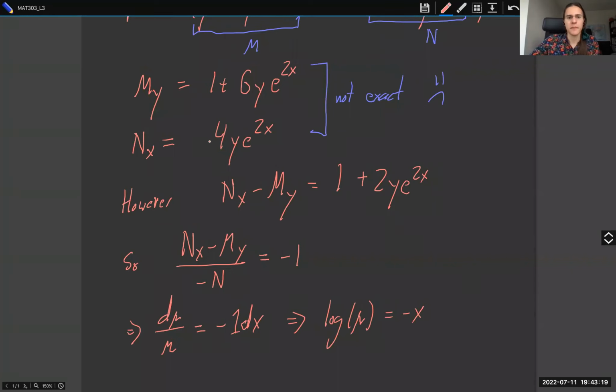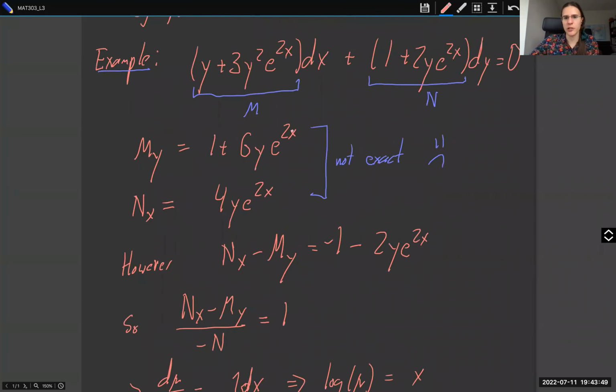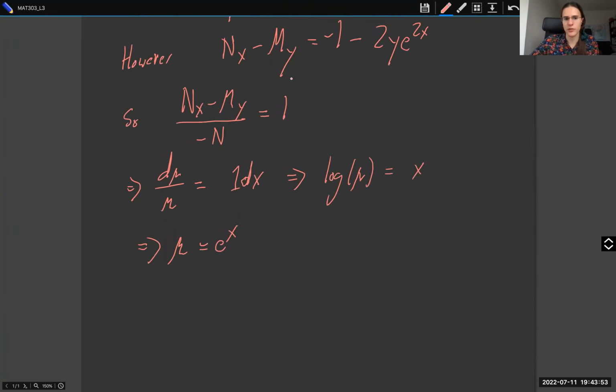Sorry, I made a mistake here. N minus m is actually going to be negative this, right? So actually it's going to be +1, not -1. Sorry about that. Okay, so as a consequence, we've solved for our integrating factor. Our integrating factor is e to the x, right? Now, what does that mean? That means if we go back to our original equation and multiply by e to the x, we get an exact equation, and we know how to solve those.